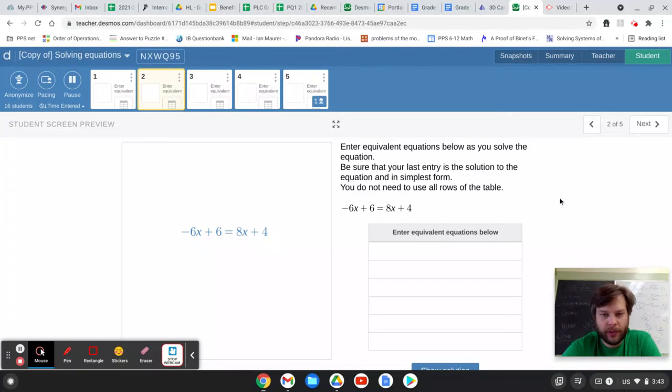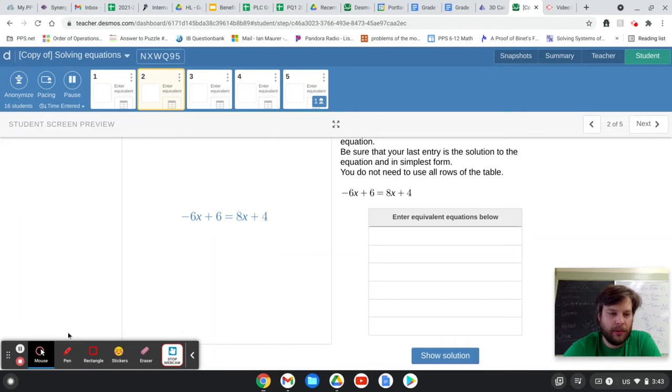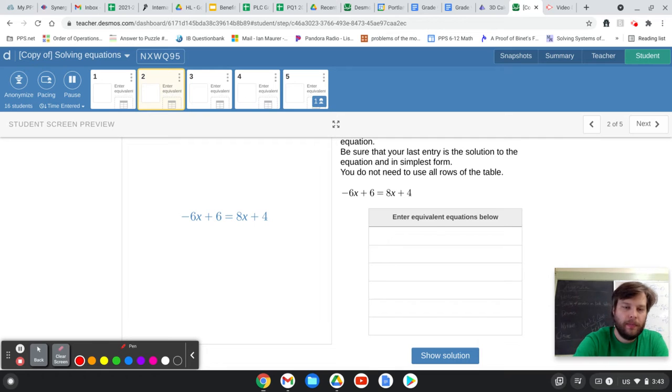Hello, algebra students. So here we've got the second slide of the Desmos activity where we're trying to solve for x, and we've got variables on both sides. I'm going to move my variable to the left side. Not that there's one right way to do it, but you just want to get your letters to be on one side of the equation and your constants to be on the other side.